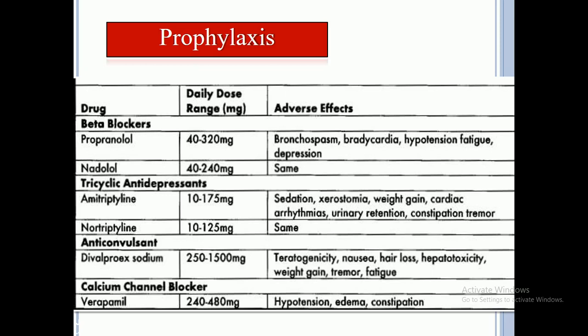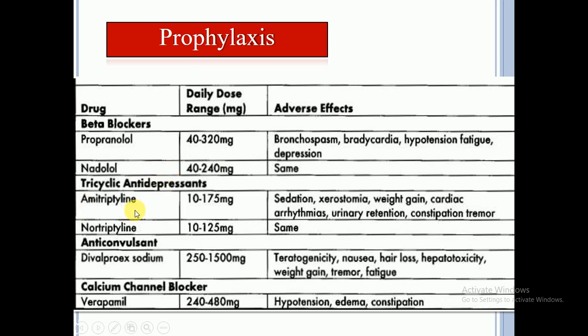These are the drugs. The first one is beta blockers: propranolol and nadolol. Propranolol is available at a dose of 40 to 320 milligram. These are the adverse effects reported with propranolol. If overdosing occurs, bronchospasm, bradycardia, hypertension, fatigue and depression may occur. Nadolol is at a dose of 40 to 240 milligrams, with the same adverse effects reported.